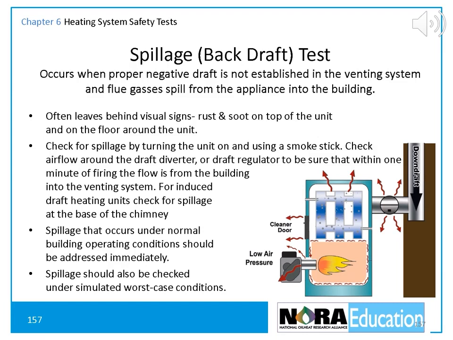To check for spillage, turn the unit on and use the back of your hand or a smoke stick to see if heat is coming out of the inspection door and around the burner. Check airflow around the draft diverter or draft regulator to be sure that within 1 minute of firing, the flow is from the building into the venting system. For induced draft heating units, check for spillage at the base of the chimney. Spillage that occurs under normal building operating conditions should be addressed immediately. Spillage should also be checked under simulated worst case conditions, which we'll talk about in a few minutes.